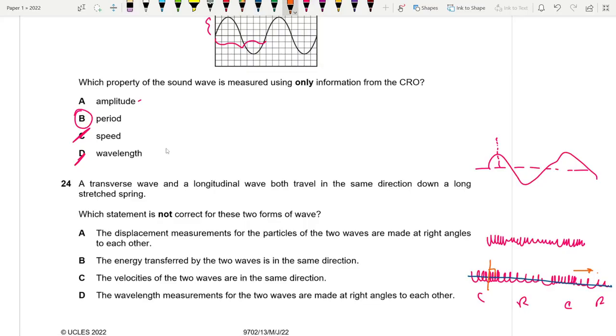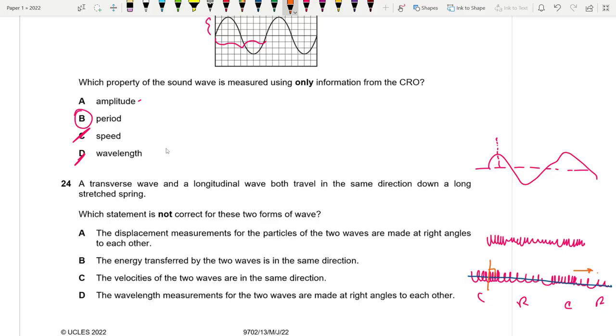C. The velocities of the two waves are in the same direction. Right, both of them are moving to the right. Okay. The velocity of the wave actually represents the direction of energy propagation, not the displacement. Displacement only determines amplitude. Okay. For the longitudinal wave, it is the same direction as the direction of energy propagation, but for the transverse wave, it is perpendicular to it. Okay. So that is why they are measured at right angles to each other.